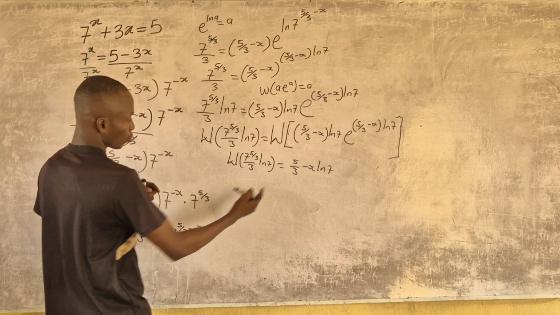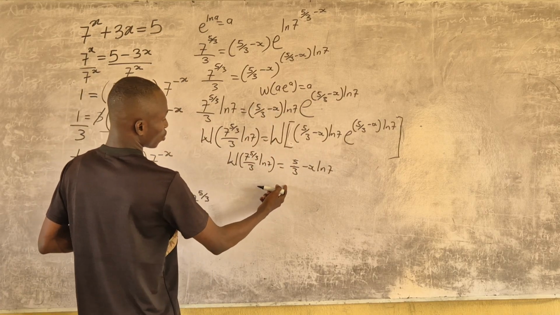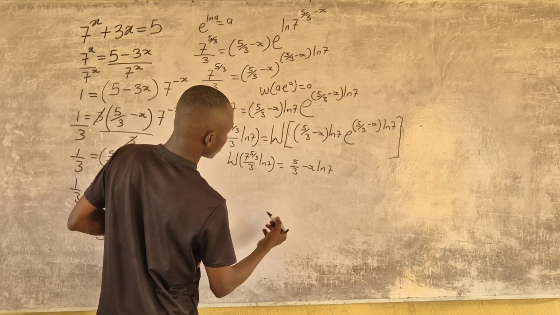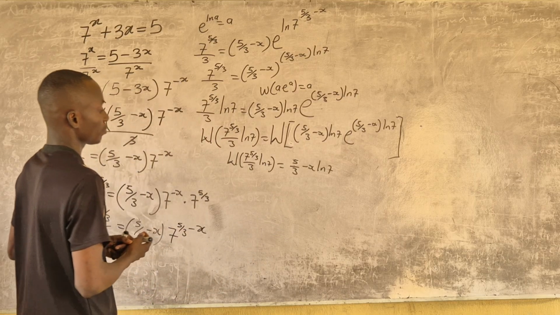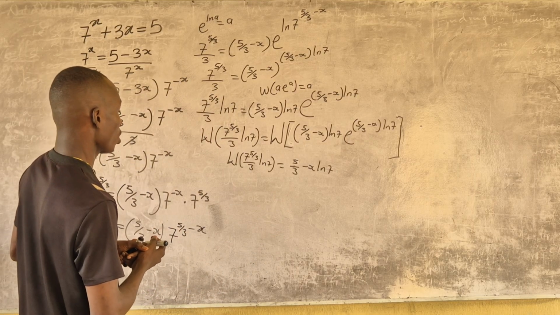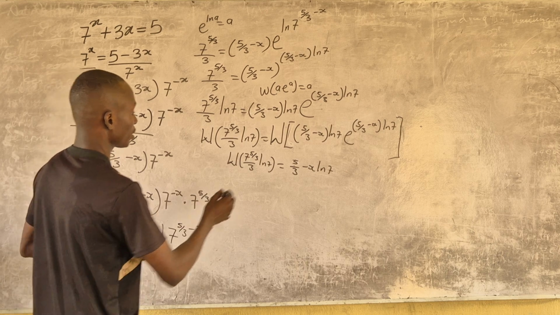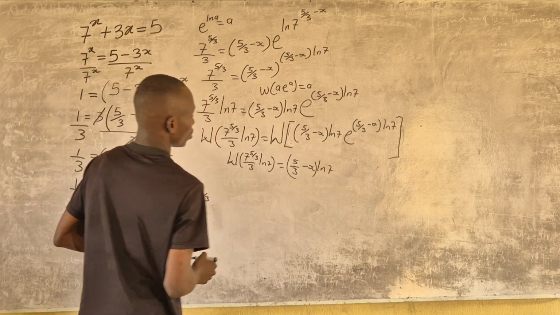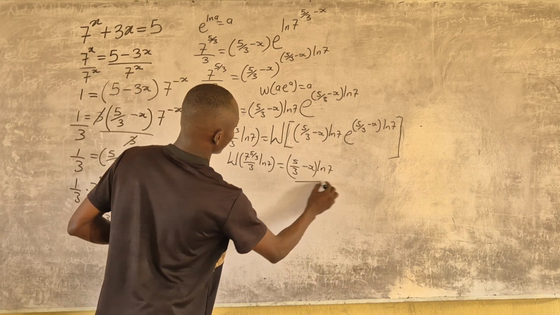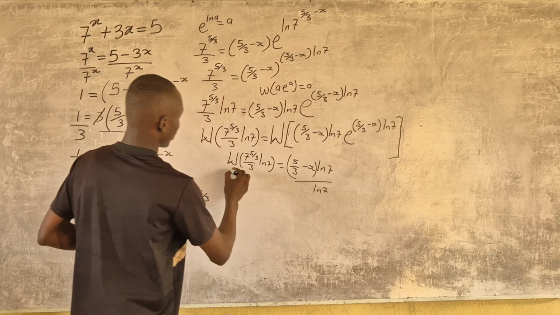So what you're going to do is to divide both sides, right? Okay, this is in parentheses. So what we're going to do is to divide here by ln 7. Divide here by ln 7.